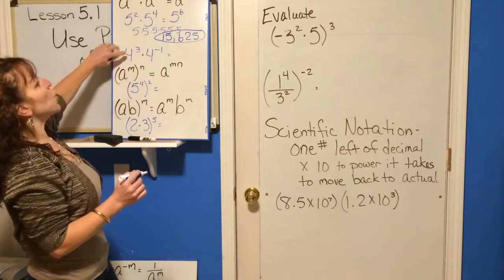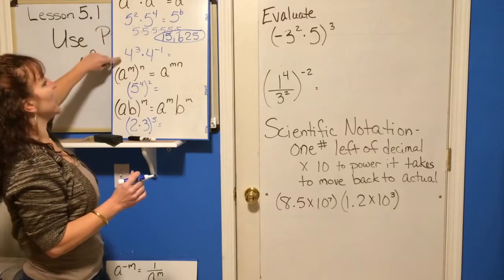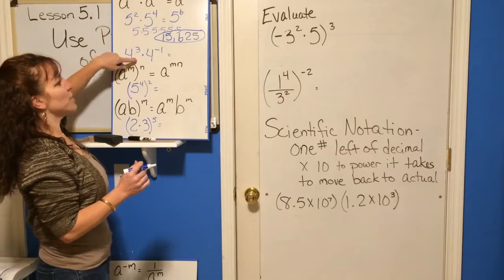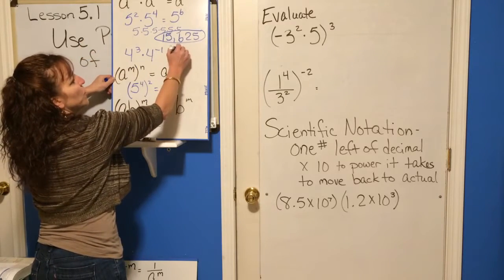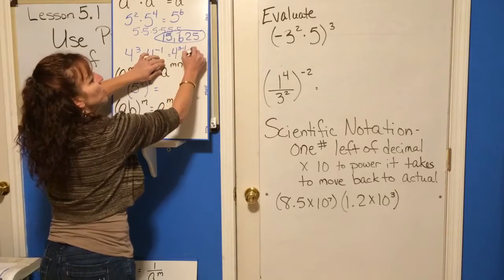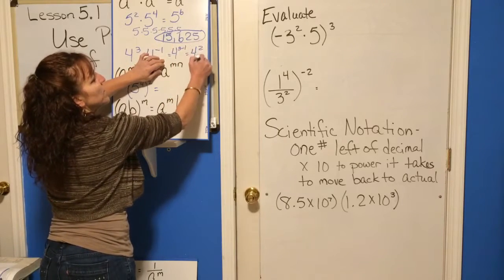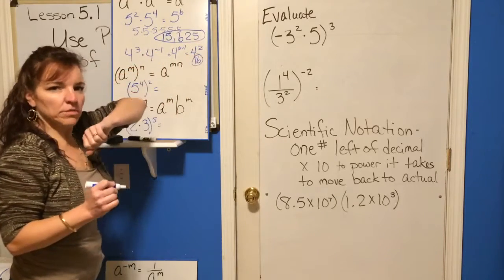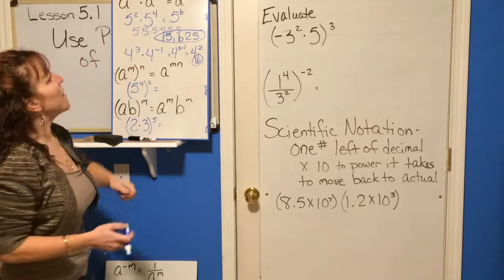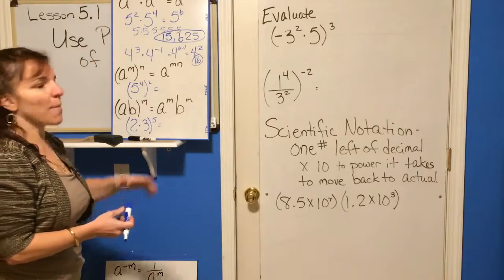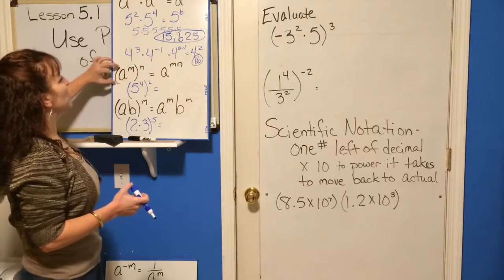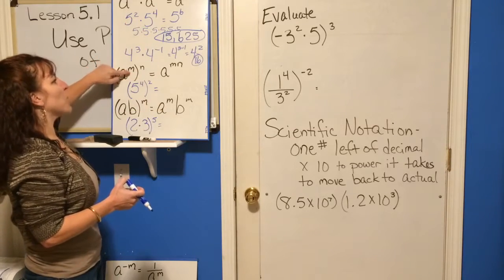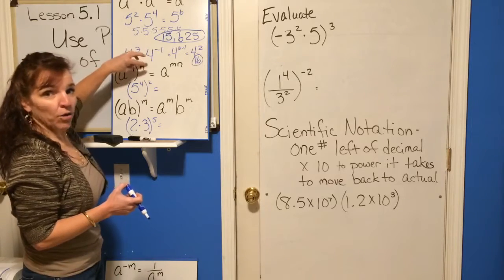All right? So using that property, you can take 4 to the 3rd times 4 to the negative 1 power, and you would just take 4 to the 3 minus 1, which is just 4 squared, which is 16. All right. So if you've got the same base and you've got powers on that same base, you can just add the powers.